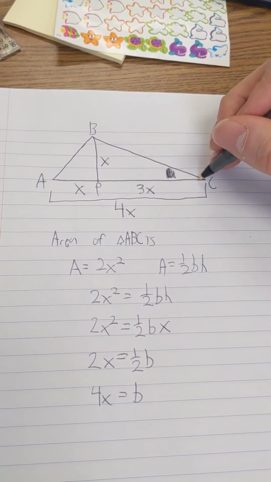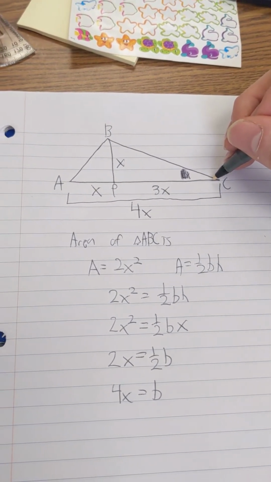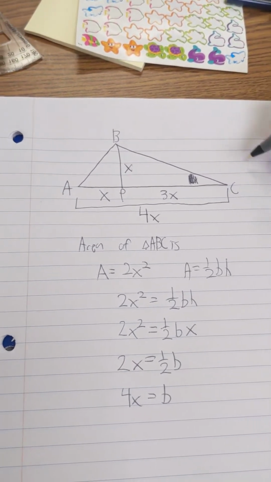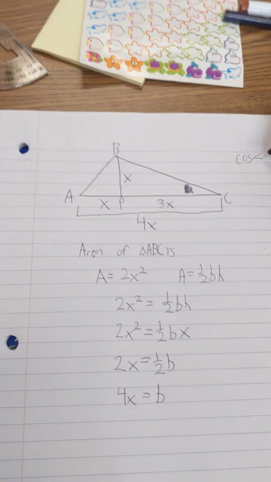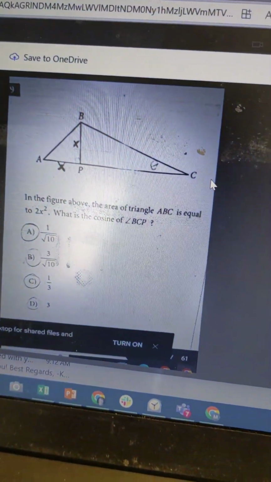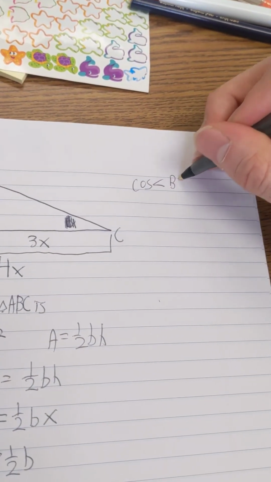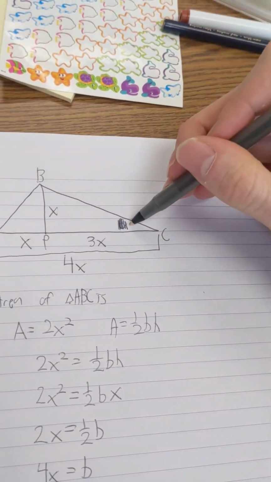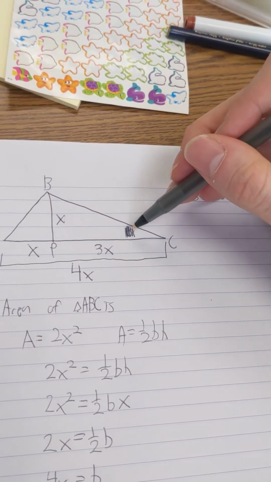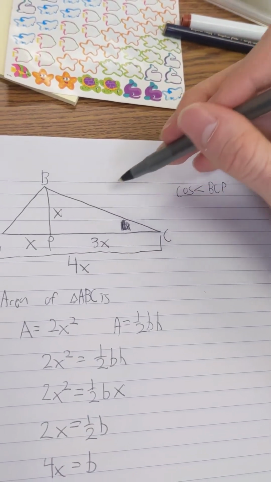And now we need to know the cosine. What is that? The cosine of angle BCP. So that's this angle here. We need to know this cosine. Looks like we know the opposite and adjacent, so we need to figure out the hypotenuse.